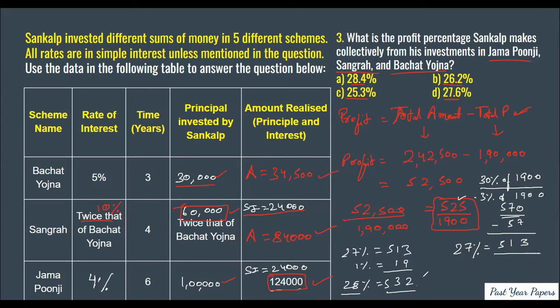See, 28% is more than 525 and 27% is less than 525. That means my answer should be between 27 and 28. Is there any value which is between 27 and 28? Yes, D option. So there is no point in doing exact calculation. It will take a lot of time. You can go by approximation. So all these calculations that I have done is by approximation. I hope you have understood this question. Yes. If you haven't, please pause the video, rewind it and watch the video again.